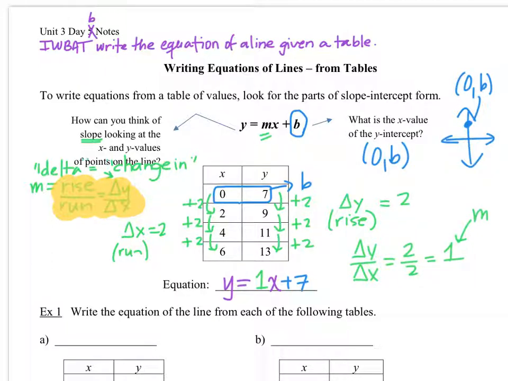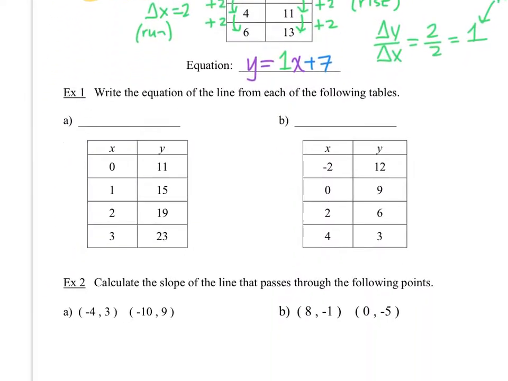Let's go ahead and look at a couple more examples. So we're going to do the same thing and take a look at this table.